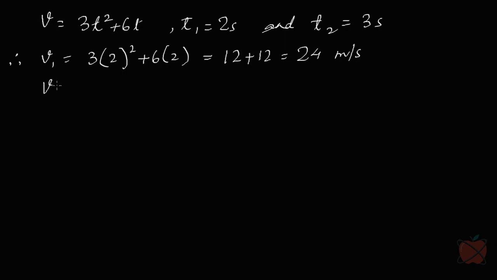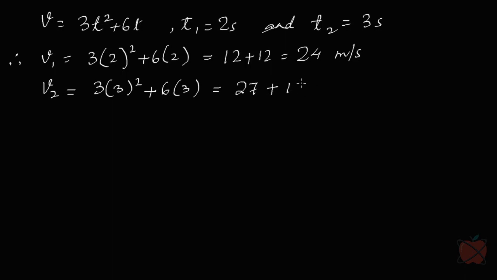What about v2? For v2, t2 is 3, so this will be 3 square plus 6 times 3. How much is this? 3 square is 9. 9 3s are 27.